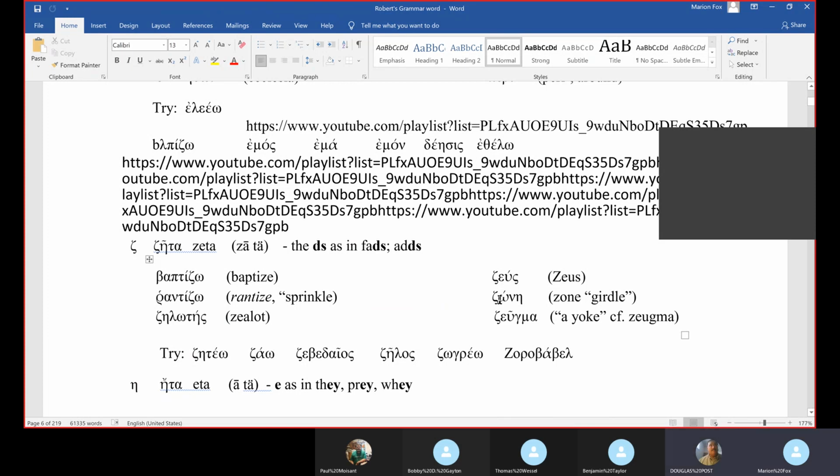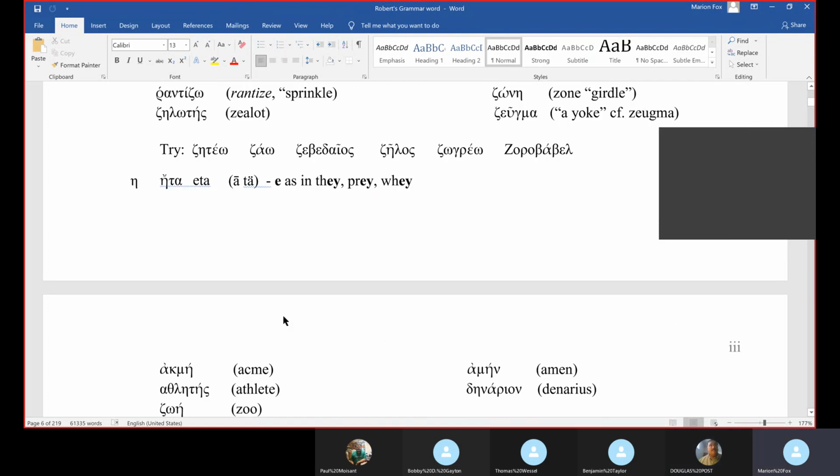Zone, zone, or girdle. And that would be a belt that goes around someone. Zeugma, zeugma. Epsilon, epsilon is a diphthong. Zeugma, two syllables. And that's a yoke. And it's pronounced zeugma. All right.